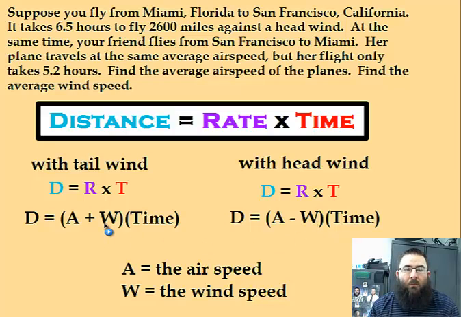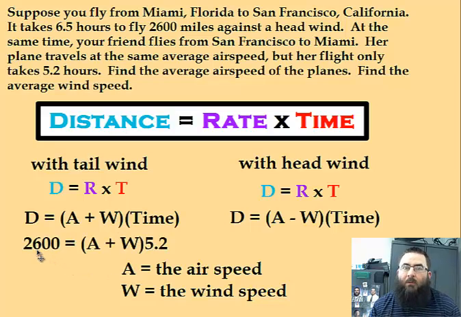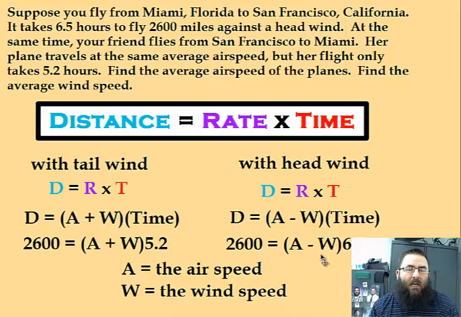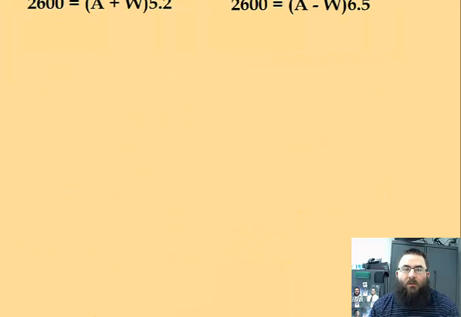Well, going back to the story problem and filling in what we know about the situations, our first equation would be 2,600. That was the distance that we traveled. A and W, that's what we're looking for, not the restaurant, the variables. And 5.2 is how long it took. And then on the second equation, going into the headwind, it would be 2,600 equals A minus W times 6.5. Now, how do we solve those?